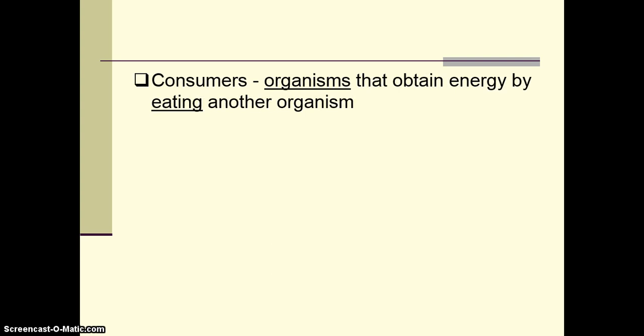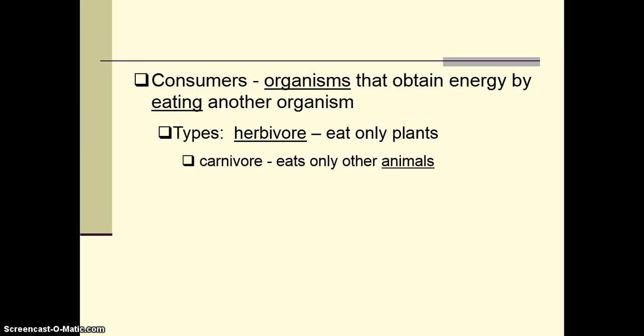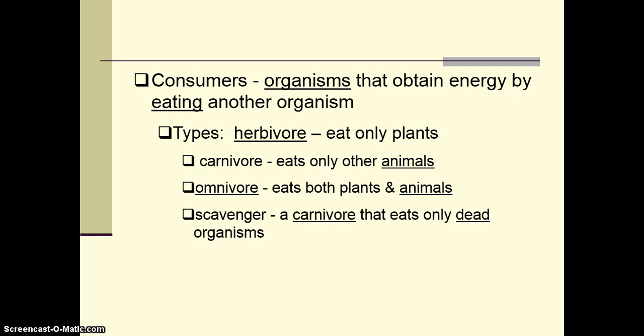Consumers refer to organisms that obtain energy by eating another organism. Consumers are either an herbivore, which eats only plants, a carnivore, which eats only other animals, or an omnivore, which eats both plants and animals. A scavenger is a carnivore that eats only dead organisms.